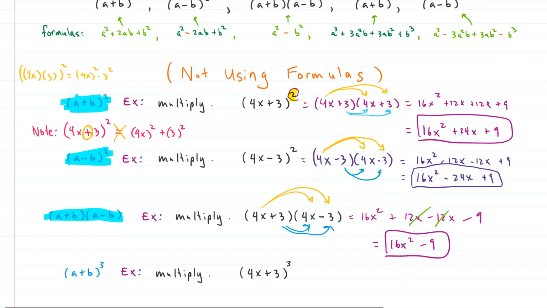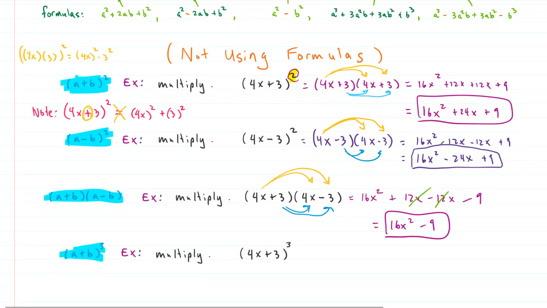The next special form is a plus b, so something plus something else, all raised to the third power. So remember, we can't just apply the exponent. This is actually a multiplication problem. And when we're doing the multiplication problem, we can see that we have 4x plus 3 multiplied by itself 3 times. Let's write them all out. So we have 1, 2, 3, 3 of them.